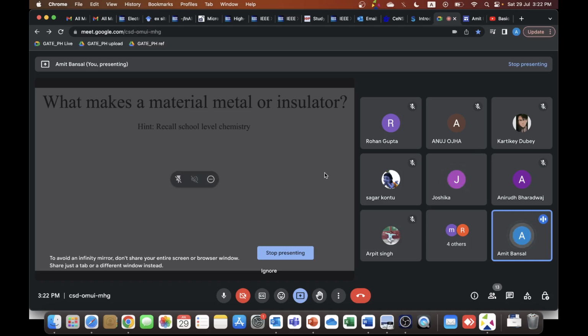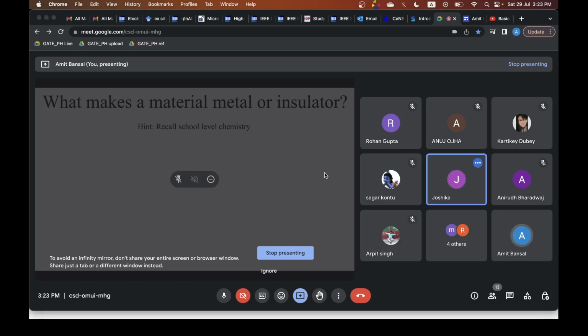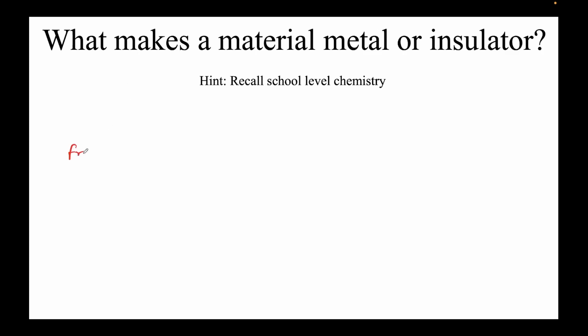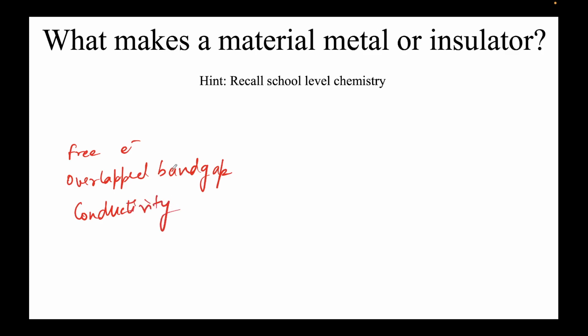Someone else also? Sir, the free electrons. Free electrons. Okay, so now I have to write it down. So free electrons. One is overlapped band gap. Okay, and there was one more, that was conductivity. Okay, so you mean to say metals have free electrons, and this is the table for metals. And conductivity: is it high or low or intermediate? So high. Okay, so let me say high conductivity. All right, any other thing?